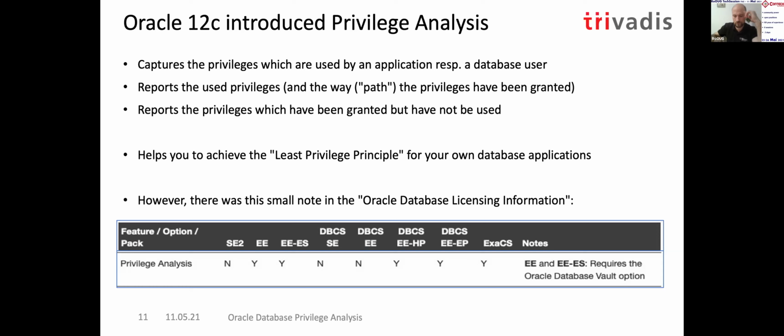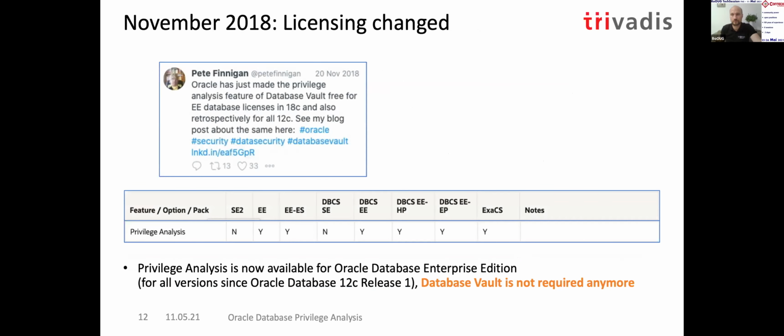But this has changed. Okay, as a licensing option. This has changed in November 2018. Oracle lifted this license requirement for Database Vault, and now privilege analysis is available for all Enterprise Edition users. So the licensing change was backported to Oracle Database 12c Release 1, although I hope that no one is still on 12c Release 1.